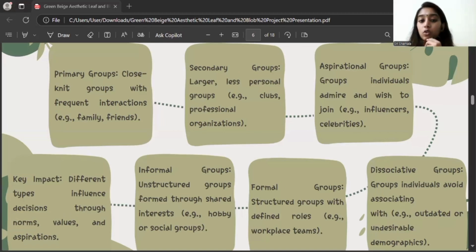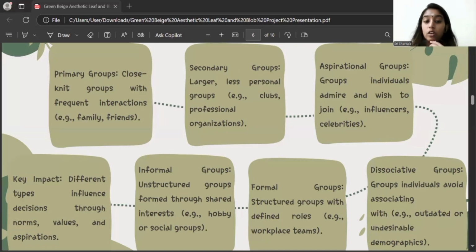The fifth one will be formal groups. Formal groups are structured with clear roles, and could be in workplace teams or any academic institution. This group often shapes our decisions through certain rules and regulations, and also their expectations as well. So we have to obey it, like we have to wear a uniform or dress professionally in our workplace or even in universities and so on.